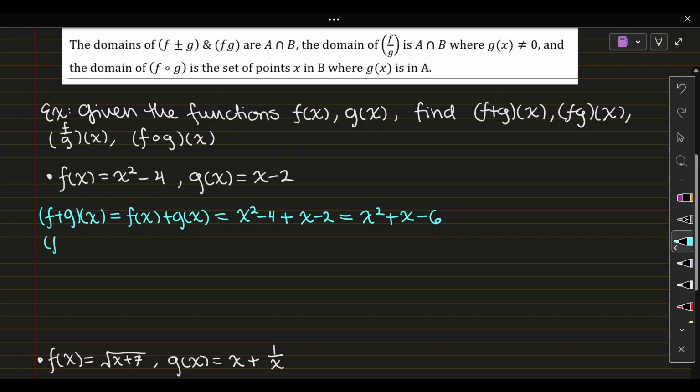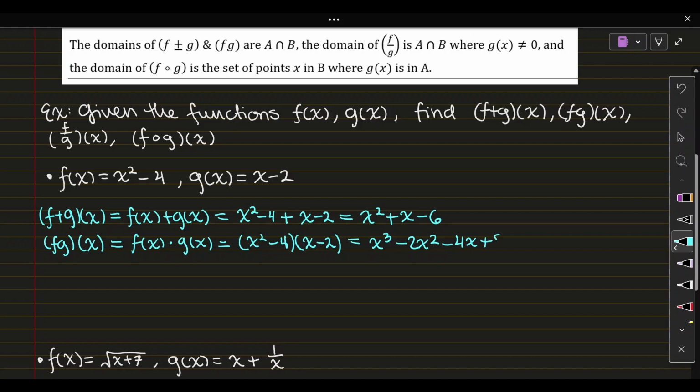F times g of x, again, is just f of x times g of x. In this case, we have x squared minus 4 times x minus 2. We're going to go ahead and FOIL this out. First, x cubed; outer, negative 2x squared; inner, negative 4x; last, positive 8. So that's f times g of x.